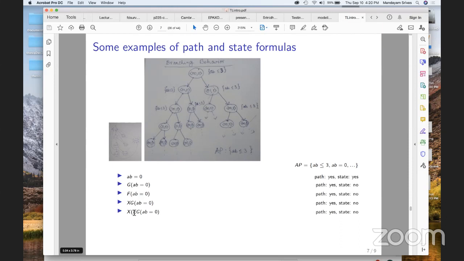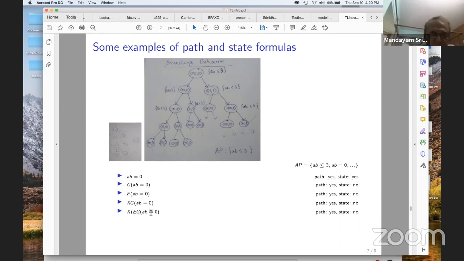So in that case, this will be interpreted as: this is true of this particular state, and this would be true of a path from here. All it's saying is, in the next state, is there a path from here with the next state for which EG is true as a path formula?